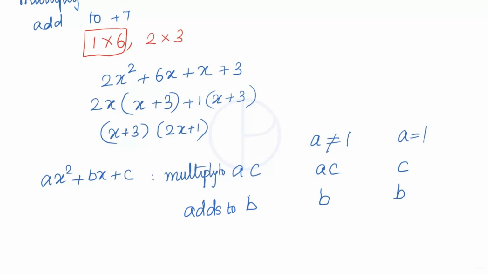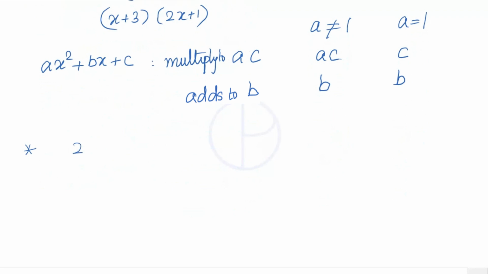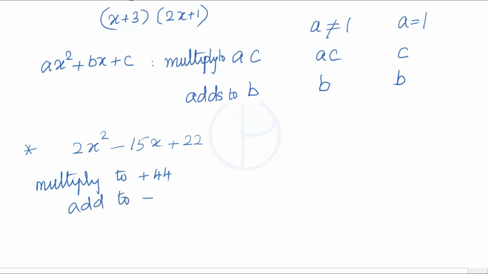Let's do one more example. 2x square minus 15x plus 22. So 2 multiplied by 22. Here the coefficient of x square is not 1. So find AC. 2 multiplied by 22 is 44. So we need numbers that multiply to 44 and add to negative 15.